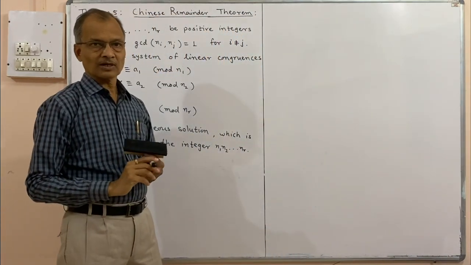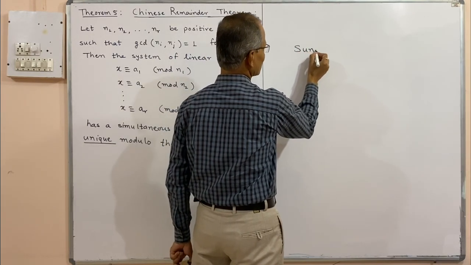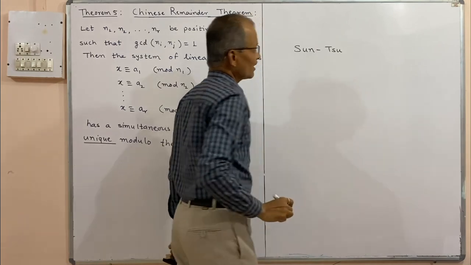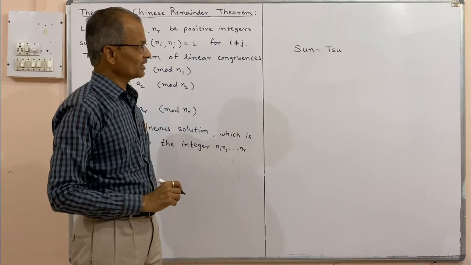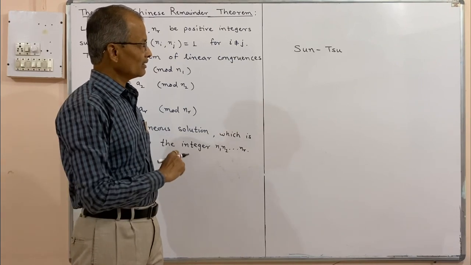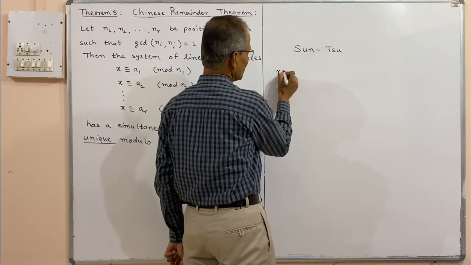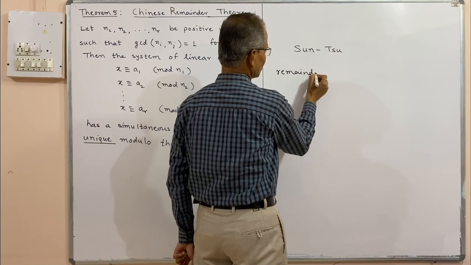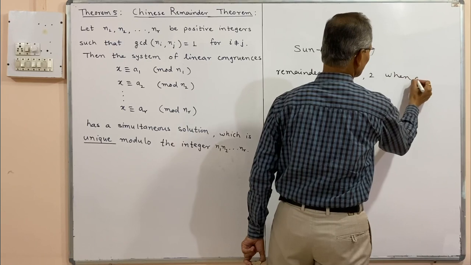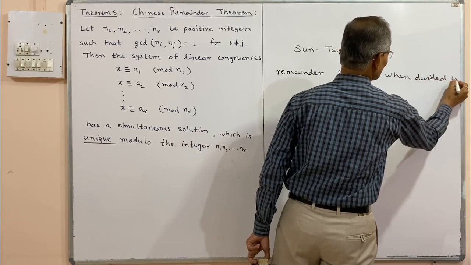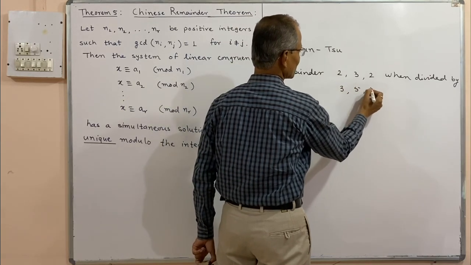Linear congruences were first studied by the Chinese mathematician Sun Tzu. This Chinese mathematician lived in the first century, and he studied linear congruences. He posed a problem to find a number which leaves remainders 2, 3, 2 when divided by the numbers, say, 3, 5, 7.